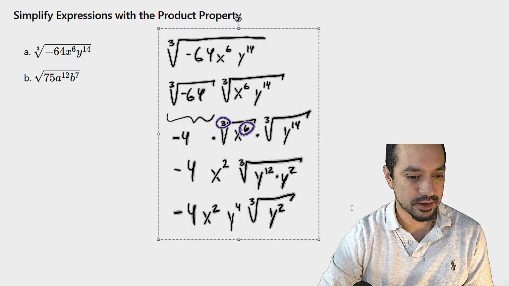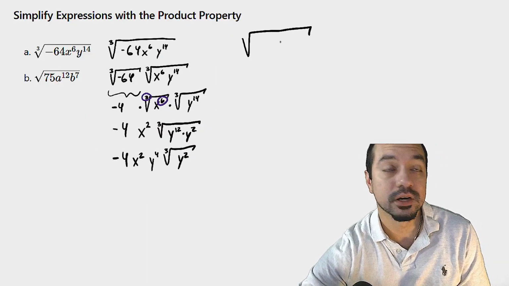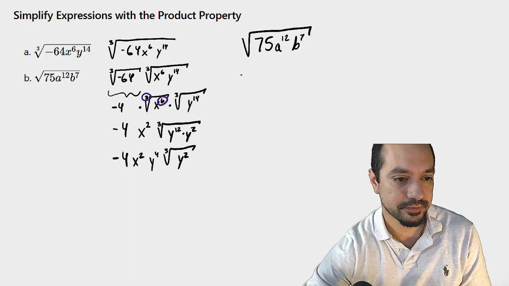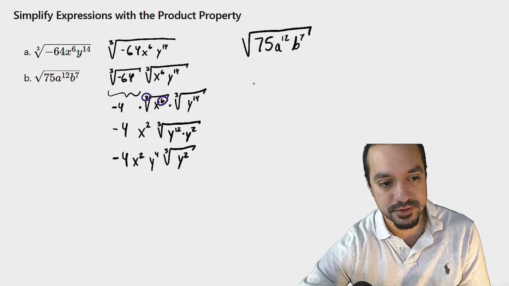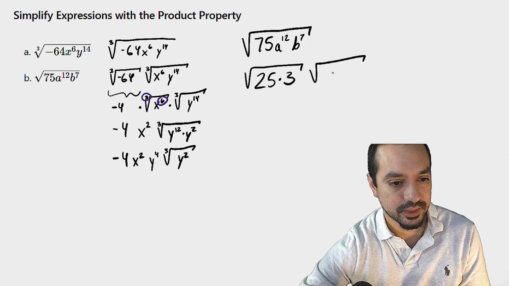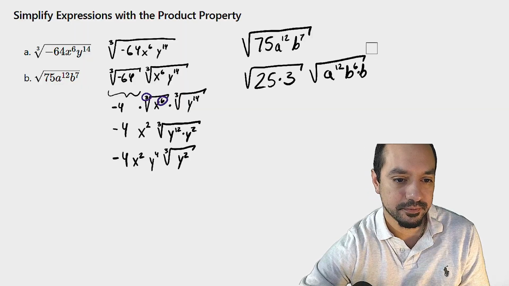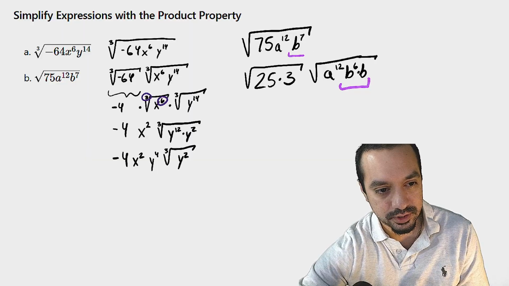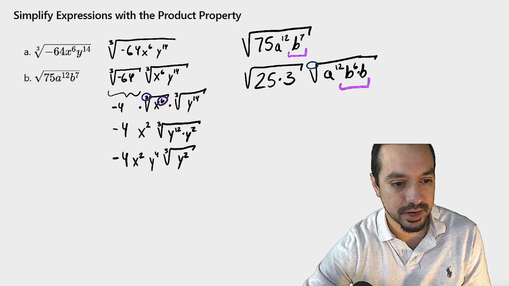All right, let's go ahead and tackle that second one. So here we have a square root of 75 a to the 12th b to the 7th. Same thing. I'm going to be looking for the biggest perfect square I can find inside of 75. I'm thinking 25 times 3. So b to the 6 times b is just b to the 7th. All I did was separate it into something that's divisible by my index here. My index is 2.